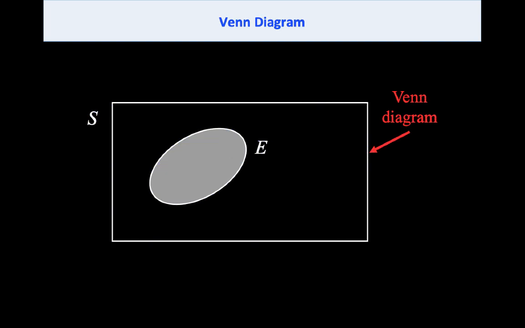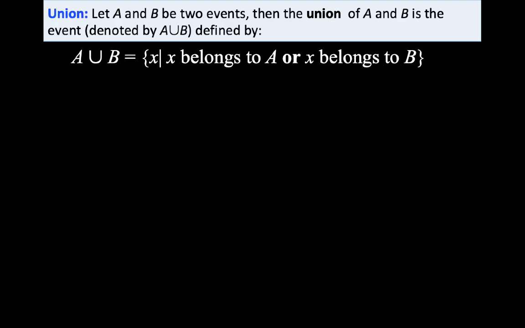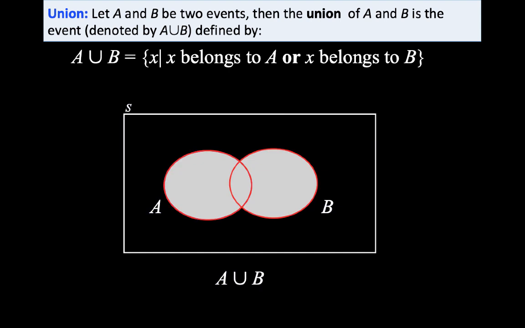This is a Venn diagram. The rectangle represents the sample space S. The circle represents an event E. Union. Let A and B be two events. Then the union of A and B is the event defined by A union B equals {x : x belongs to A or x belongs to B}. Yes, A or B. So this is the Venn diagram to show A union B.